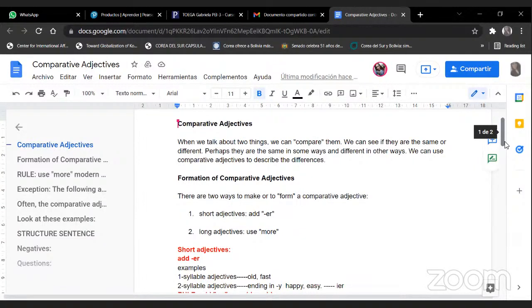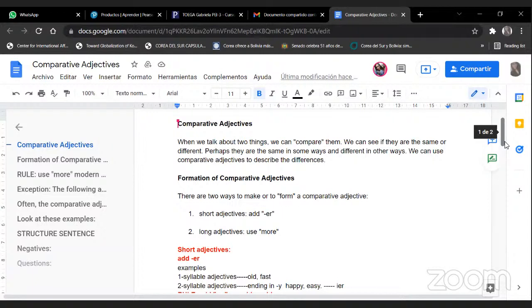Okay. So, now let's see. Comparative adjectives, okay? So what do we have in this grammar when we talk about comparatives? When we talk about comparatives, we have to know very well the adjectives, okay? So could you maybe tell me, Gabby, what an adjective is? An adjective is like a word that describes something, like, I don't know, expensive, cheap, pretty, something like that.